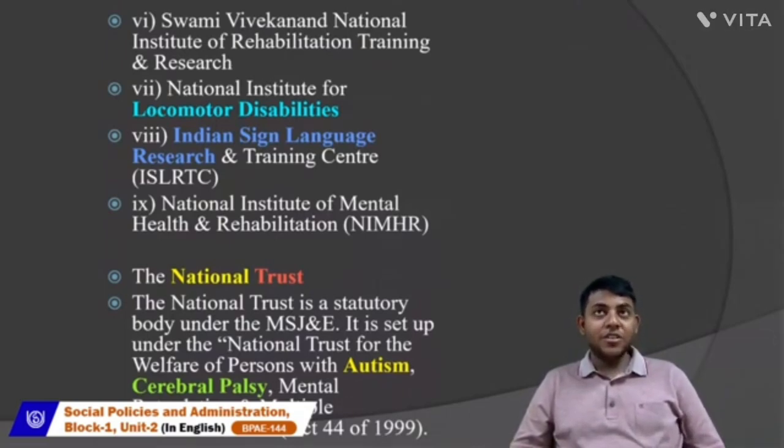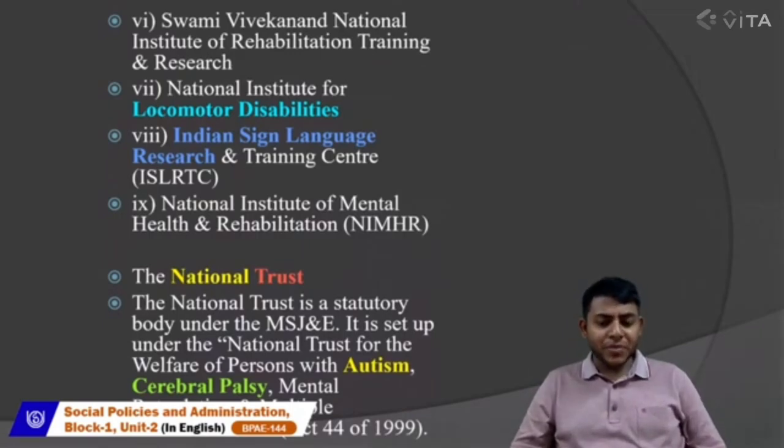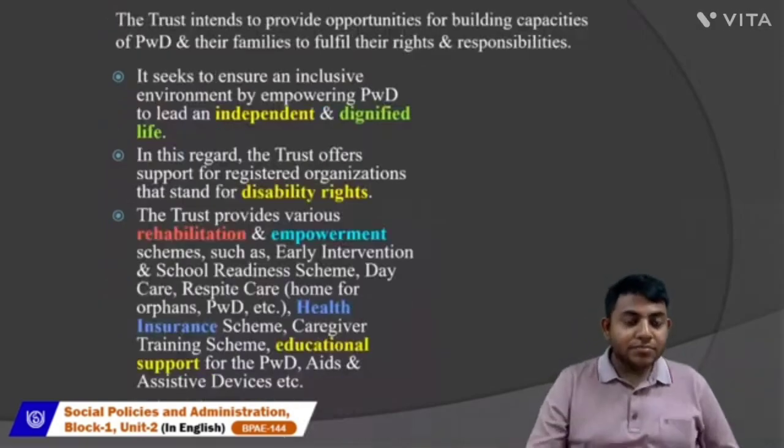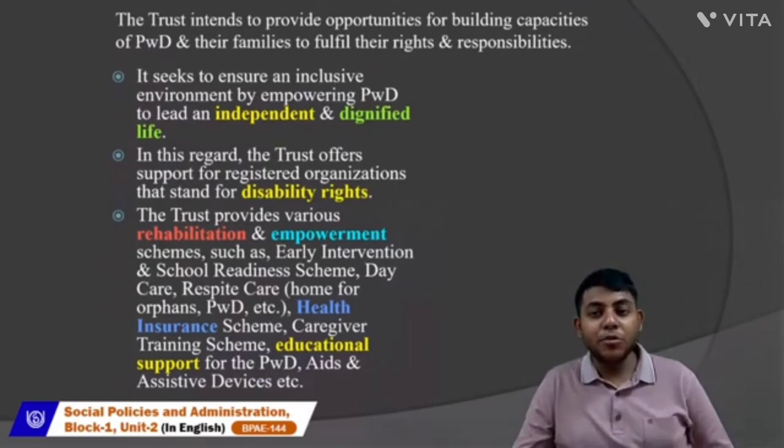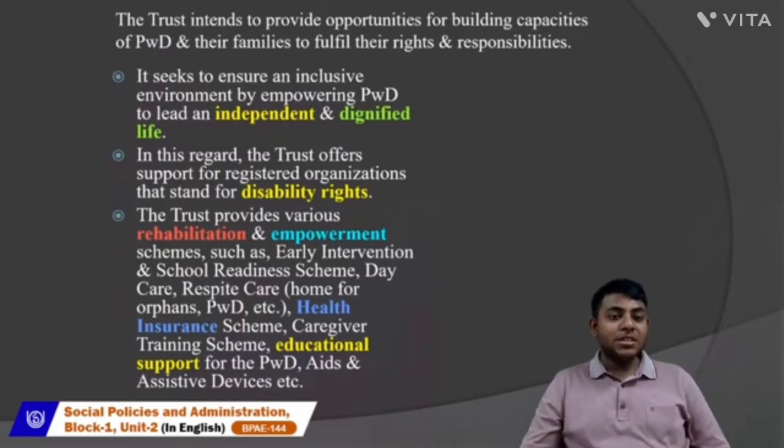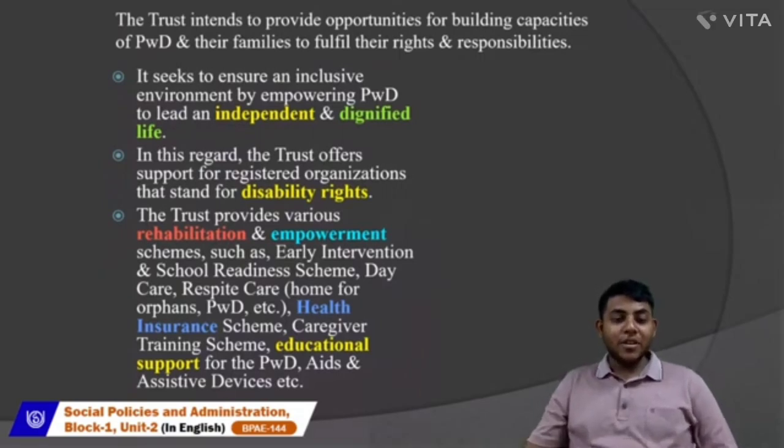So the National Trust is a statutory body under the Ministry of Social Justice and Empowerment, and it was set up under the National Trust for the Welfare of Persons with Autism, Cerebral Palsy, Mental Retardation and Multiple Disabilities Act 44 of 1999. So the National Trust intends to provide opportunities for building capacities of persons with disabilities and their families to fulfill their rights and responsibilities. So the National Trust seeks to ensure an inclusive environment by empowering persons with disabilities to lead an independent and dignified life.